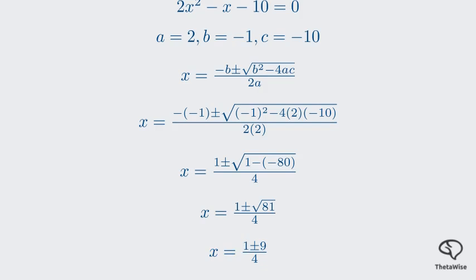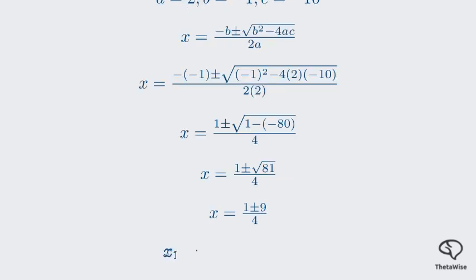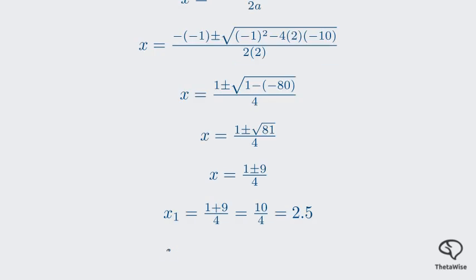Again, we have two solutions. The first solution is x equals 1 plus 9 divided by 4, which is 10 divided by 4, or 2.5. The second solution is x equals 1 minus 9 divided by 4, which is negative 8 divided by 4, or negative 2. Let's quickly review the steps we've covered today.